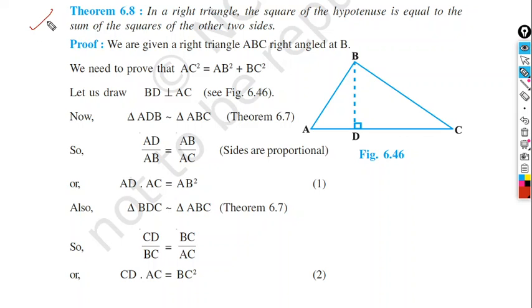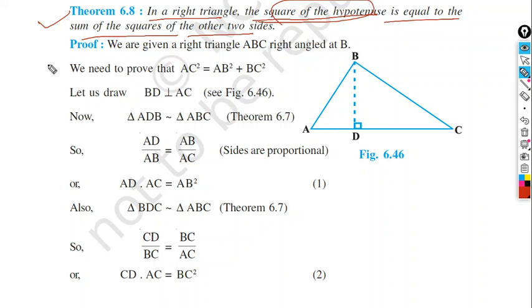So now today we are going to discuss theorem 6.8, and this theorem is one of the most famous theorems, that is Pythagoras theorem. So without getting delayed, let's start. The theorem is saying in a right triangle, the square of the hypotenuse is equal to the sum of the squares of the other two sides. That means square of the hypotenuse.